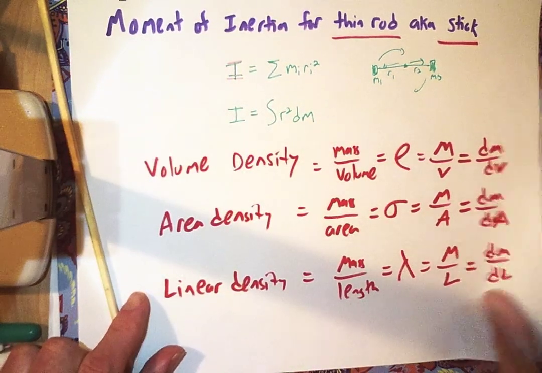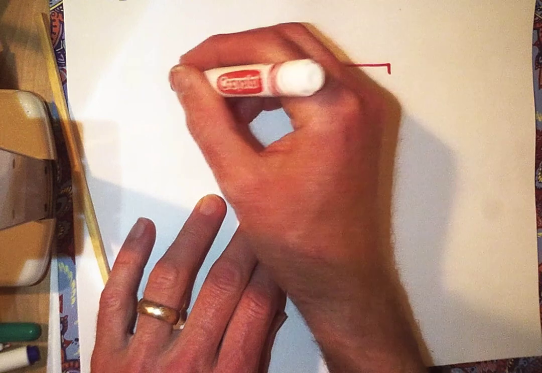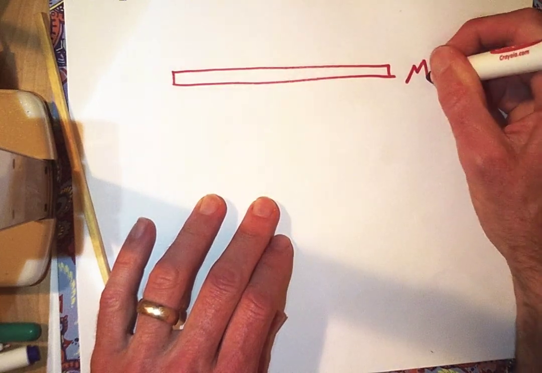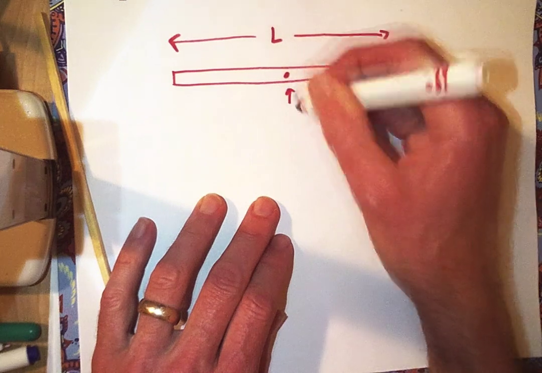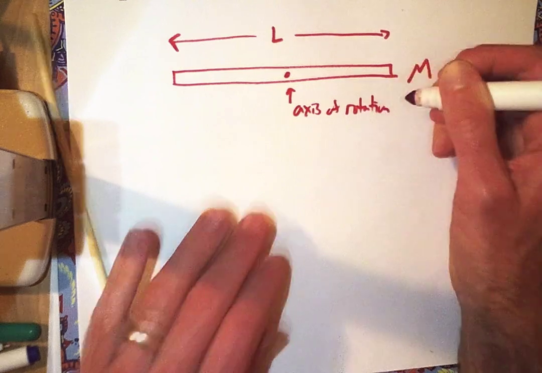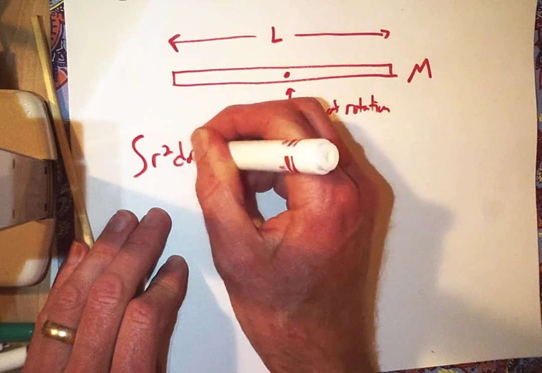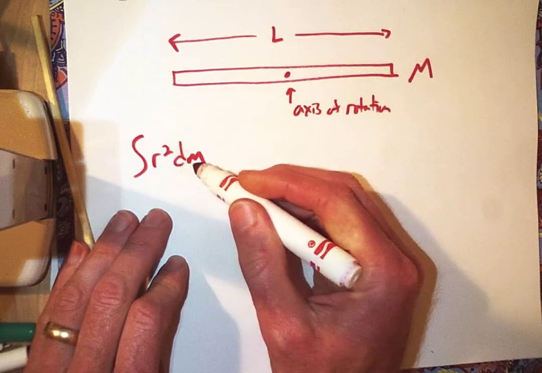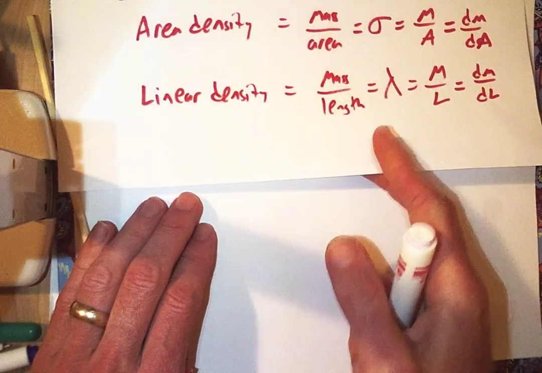So that's that. Let's define a couple of things here for our thin rod. There's our thin rod, and it's going to have a mass of M and a length of L. And then our axis is going to be right in the middle. There's our axis of rotation. The trick here is that we have this integral of r squared dm, and we have to get the r squared and the dm to talk to each other. That's where we're going to go back and do this linear density formula.